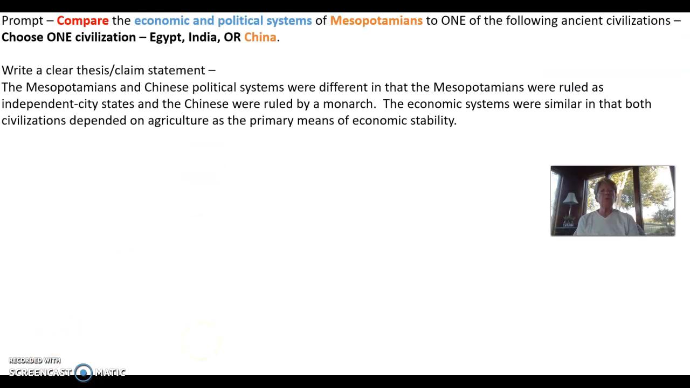So we've come to our prompt and we've come to our thesis claim statement. And in this case, I've given you an example of our thesis statement for the differences and our thesis statement for the similarities. So the Mesopotamians and the political systems were different in that Mesopotamians were ruled as independent city-states and the Chinese were ruled by a monarch. The economic systems were similar in that both civilizations depended on agriculture as the primary means of economic stability.